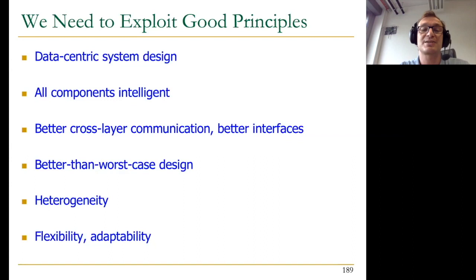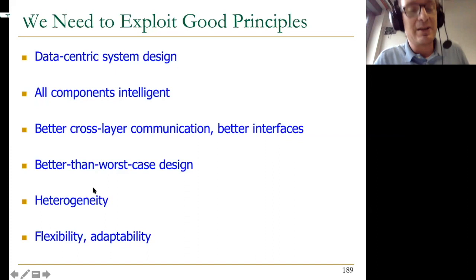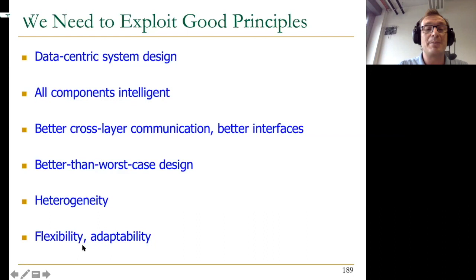Heterogeneity is a very fundamental principle. And I think all of these are principles of nature, actually, which is really interesting. Heterogeneity is heavily employed in nature. Everything is heterogeneous. We're going to talk about heterogeneous systems also. And I think heterogeneity is important in computing system design as well. And flexibility and adaptability, I discussed that in multiple ways. For example, I think we need to be more adaptive and flexible to handle security issues, right? Memory controller needs to be more reconfigurable, adaptable, patchable, etc. Better than worst case design requires flexibility and adaptability.